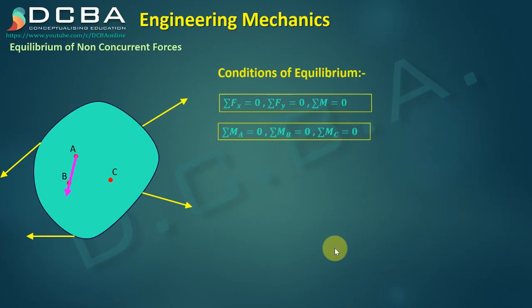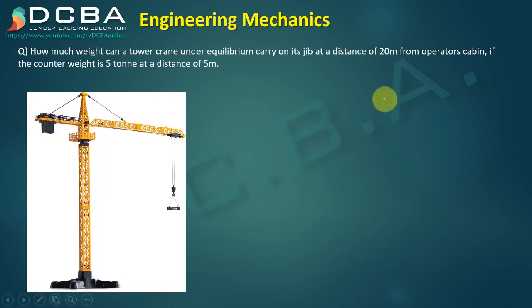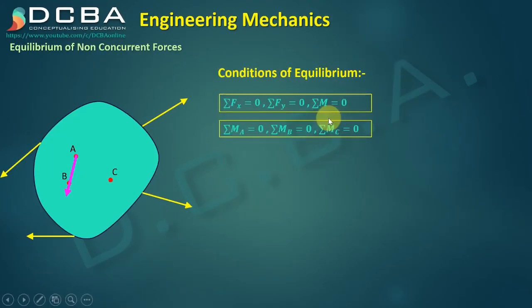So these are the two sets of conditions of equilibrium that we know till now. Summation Fx equals 0, summation Fy equals 0, and summation M equals 0. This is the first set. Second is summation of moment at any three non-collinear points to be equal to 0. This is the second set of conditions of equilibrium. So either of them you can use in your numericals.